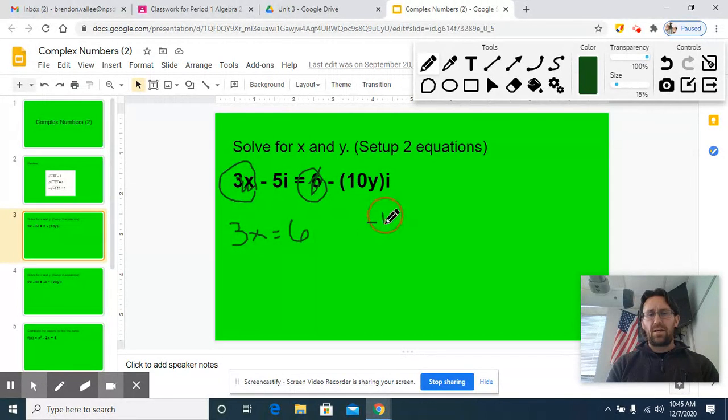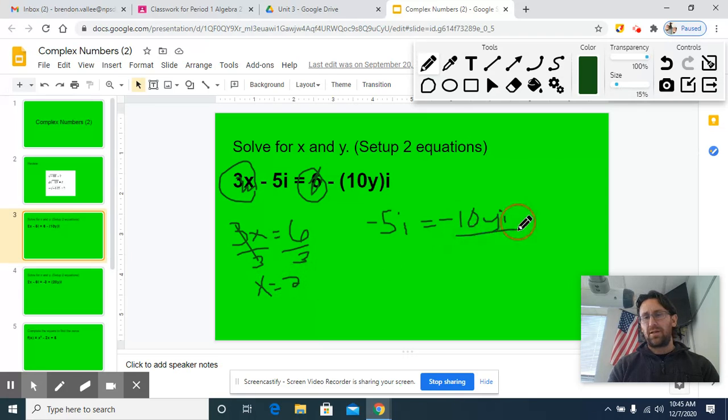So negative 5i equals negative 10yi. So now we're going to solve both equations. This one's easy. Divide by 3. Divide by 3. x equals 2.